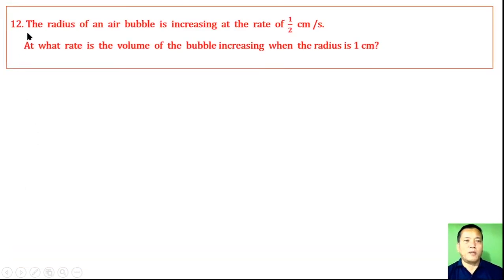For question number 12, the radius of an air bubble is increasing at the rate of 1/2 centimeter per second.